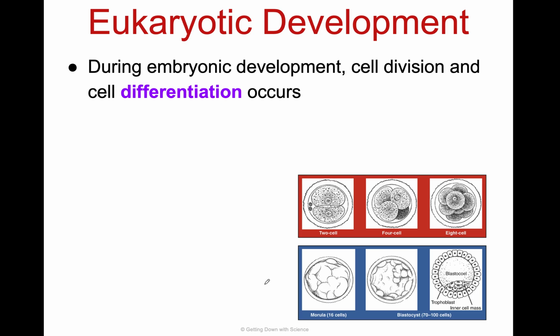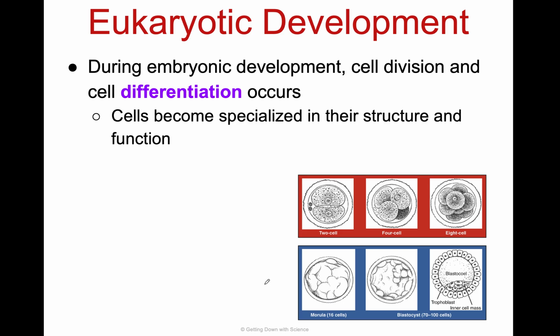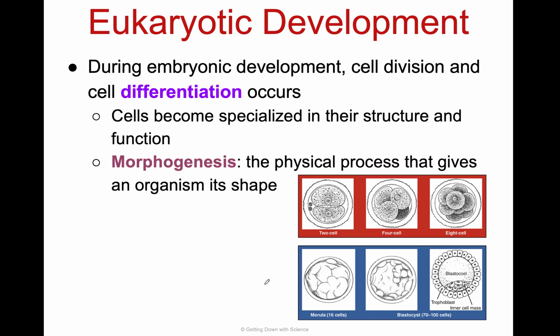Eukaryotic development. So during embryonic development, cell division occurs. We call that differentiation, right? When some cells become specialized. This is past the stage of stem cells, right?